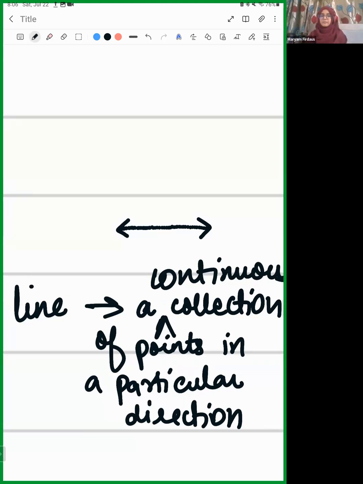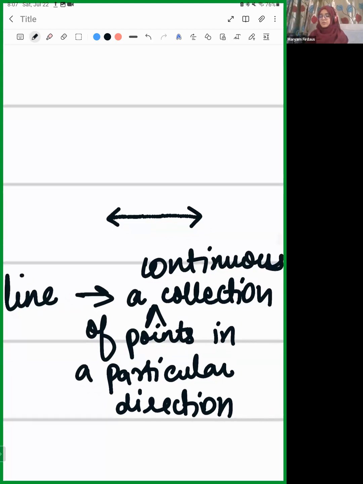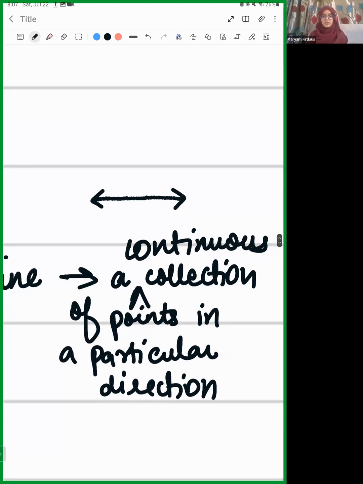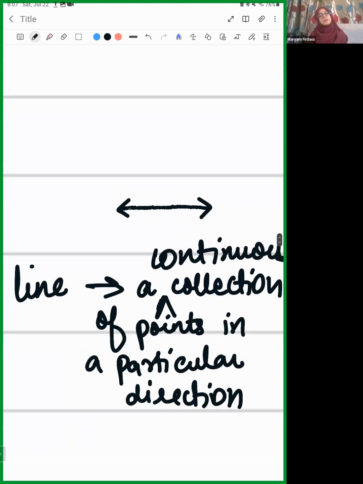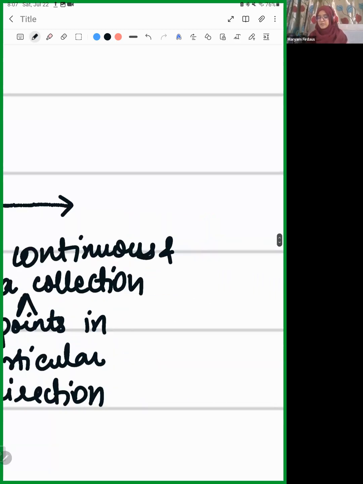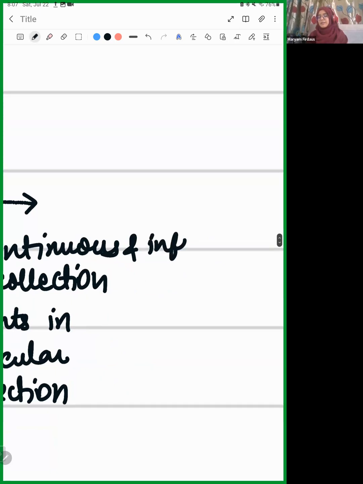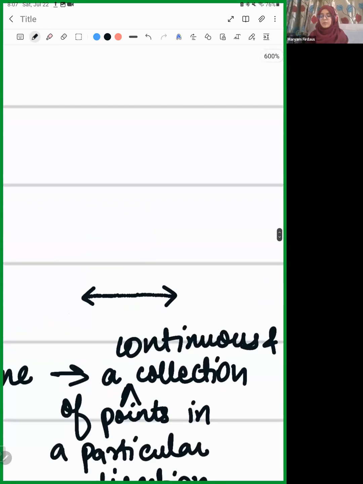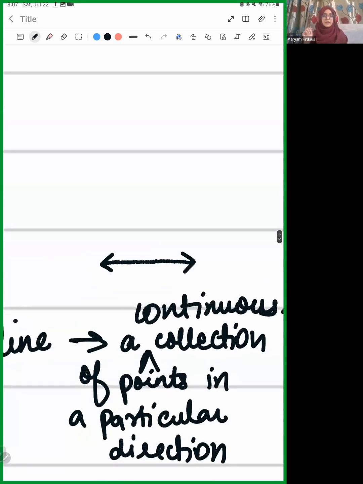No, a line might have a length. Okay. But do you remember the definition of a line? A continuous collection of points in a particular direction. And what do the arrows mean? Arrows mean they're going both ways continuously. Not just continuously, they are going infinitely. Arrow means that it is going infinitely.